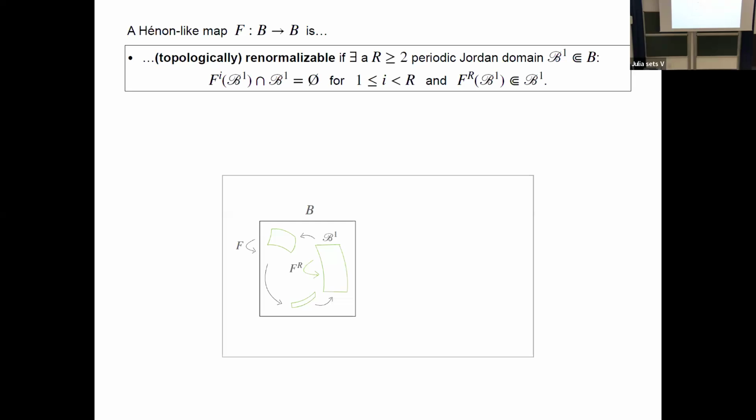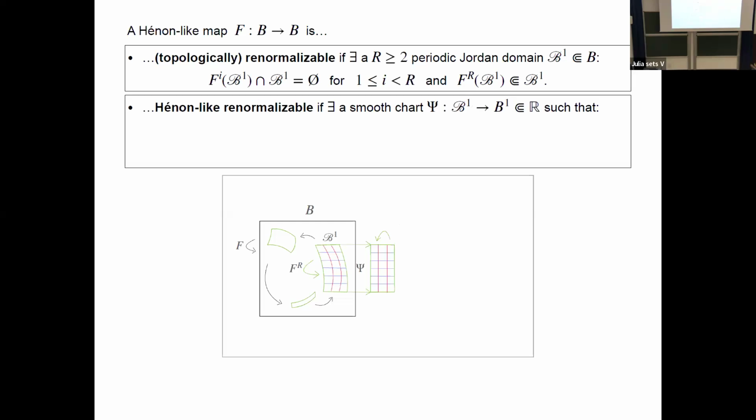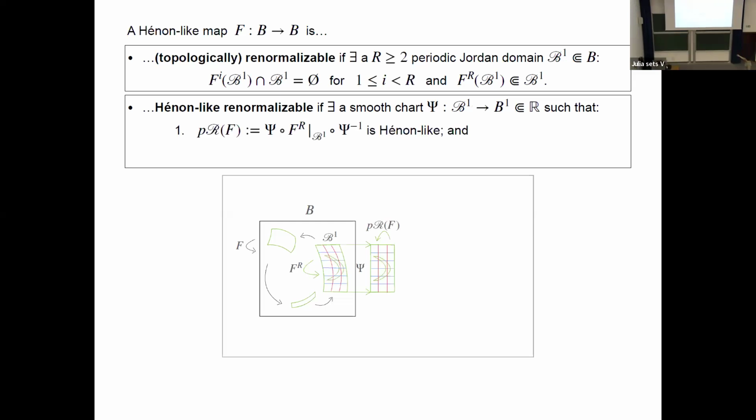But of course, this isn't good enough because we don't want to just forget about the Hénon-like structure. Right? That's going to be essential for us. So we refine topological renormalizability to Hénon-like renormalizability. So we say that a topological renormalizable Hénon-like map is Hénon-like renormalizable if on this periodic domain, you have a smooth change of coordinates, right? That defines for you vertical directions and horizontal directions. And in this new coordinates, the return map will be again Hénon. Okay? So this is a Hénon-like renormalizable Hénon-like.